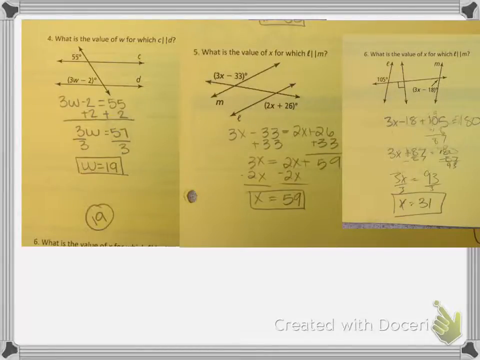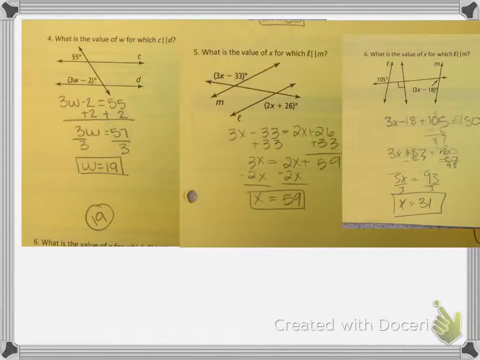So let's look at number 4. What she did, she took 3w minus 2 and set it equal to 55. Why would she set it equal to 55? Because they're congruent, because they're what types of angles? Corresponding, and corresponding angles are congruent. So then solving, you should have got w equals 19. Thumbs up if you agree. Thumbs down if you disagree. I hope everyone agrees with this one.